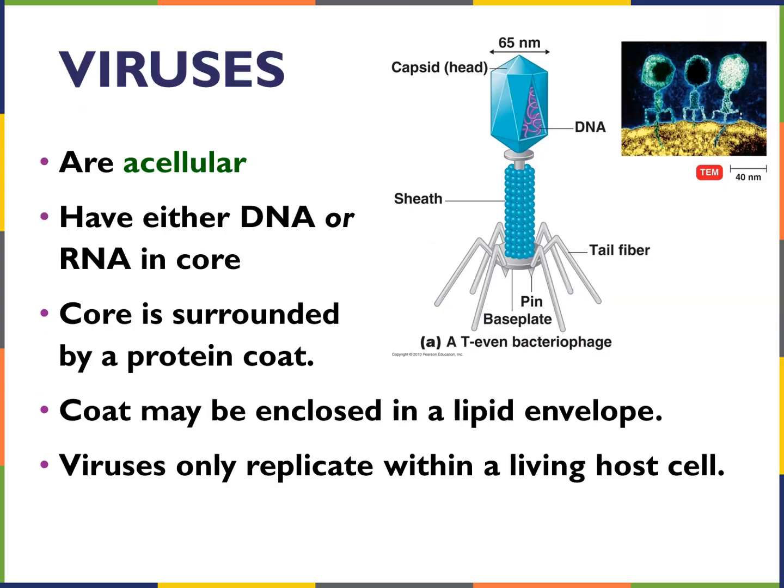Moving on to viruses. Viruses are very unique for several reasons. One of the main reasons in which they're unique is that they are acellular. They are not composed of cells. They are not prokaryotes. They are not eukaryotes. They are acellular. So that prefix a means without. So acellular literally translates into without cells. So these viruses are not composed of any type of cell.